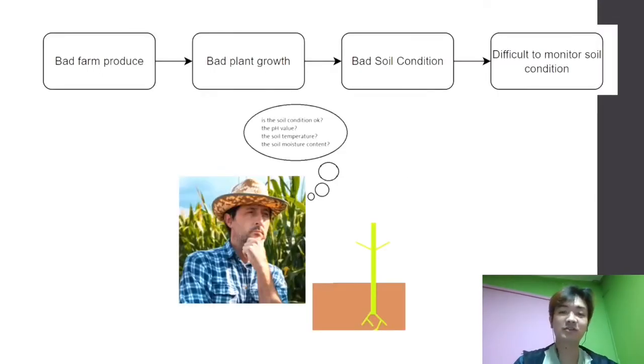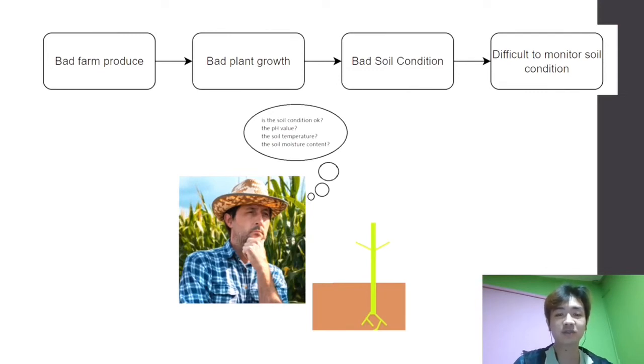Let's break it down. The first thing that a farmer notices is that the plants are producing bad quality produce. Then the farmer notices that the plants are not growing fruitfully and healthily. This makes the farmer know that the plant is not growing in an ideal soil condition. Therefore, the farmer finds that it is difficult to monitor soil condition.